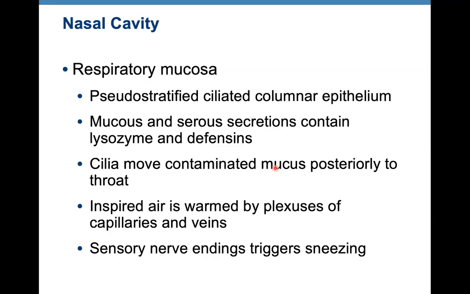The nasal passageway and the respiratory system is an entry point for various microorganisms to enter into the body, as we are fully aware with what's currently going on. Cilia will move contaminated mucus posteriorly to the throat. Inspired air will then be warmed by plexuses of capillaries. So it's the actual blood vessels that are going to help to warm the air, as well as the veins that are present there. And then sensory nerve endings will trigger any sneezing.